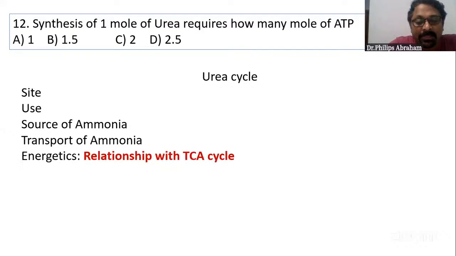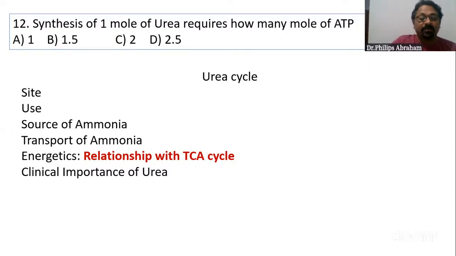When the question is about energetics, actually it is asking about the relationship with the TCA cycle. I'll come to that now. First, the clinical importance of urea. Urea's normal level is around 20 to 40 milligrams per deciliter. This gets elevated in kidney dysfunction. So urea is another biochemical parameter that helps analyze kidney function. The 2 routinely used parameters to analyze kidney function are urea and creatinine. That's the clinical importance of urea.